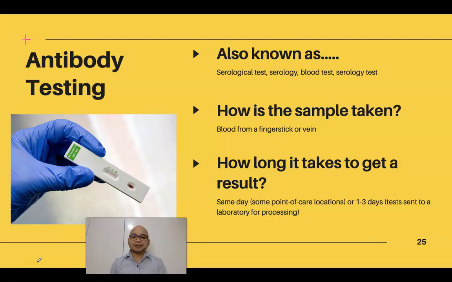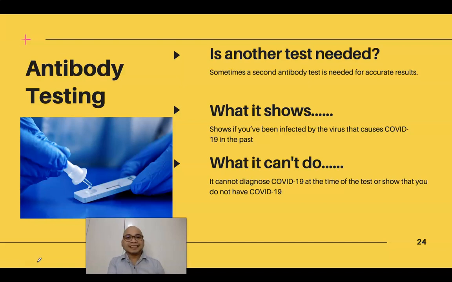So how long does it take to get the result? Well, particularly if we're talking about the point of care locations, same day. Okay, 1 to 3 days, especially if you're sending it to a laboratory for processing. But again, like your rapid antigen testing, it can actually be seen immediately, within 15 to 30 minutes, I suppose. So is another test needed? Sometimes a second antibody test is needed for accurate results.